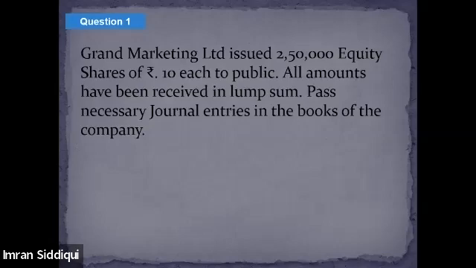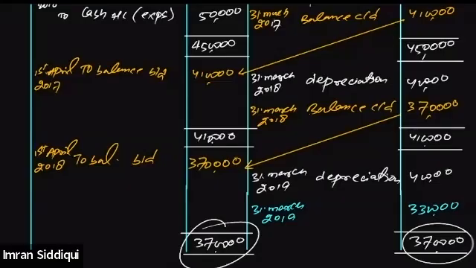So see, this is a case of lump sum. Shares are being issued at lump sum. It says Grand Marketing Limited issued 250,000 equity shares of rupees 10 each to public. All the amounts have been received in lump sum. Pass necessary journal entry in the books of the company. All right, so let's do the journal entry.